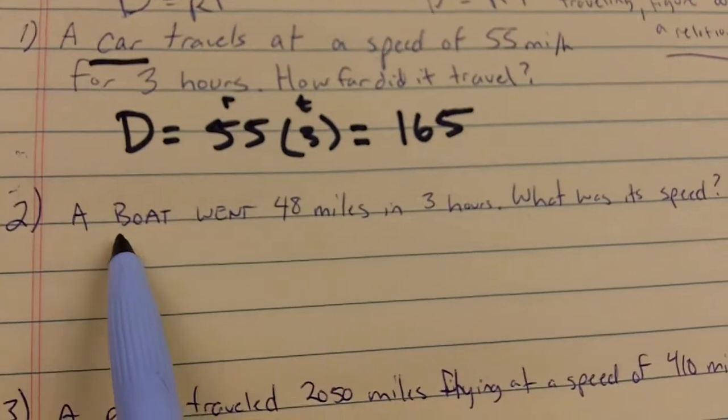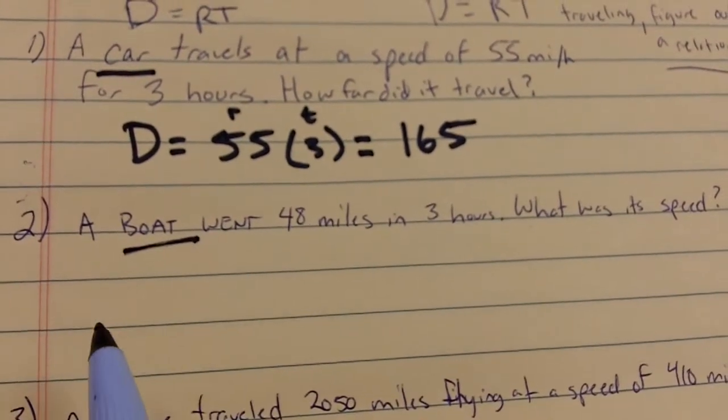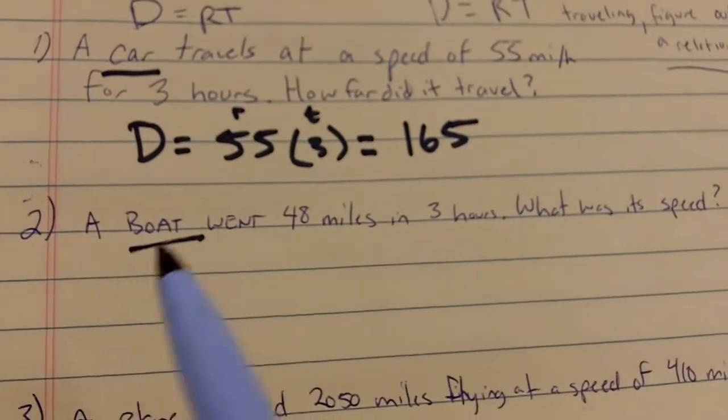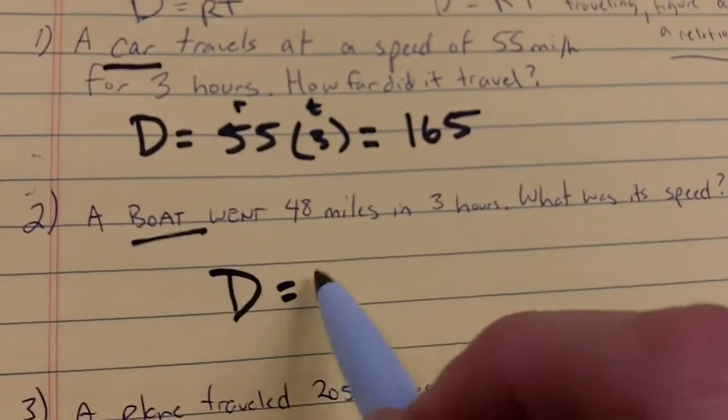So we've got a boat here. That's the first thing to check. Is it one thing traveling or two things traveling? If it's only one thing traveling, it's just going to be a d equals rt. Here's our d equals rt.